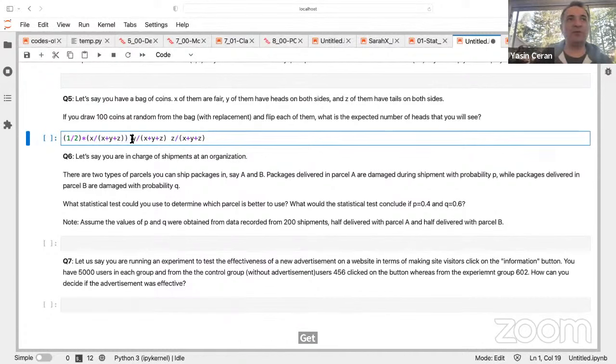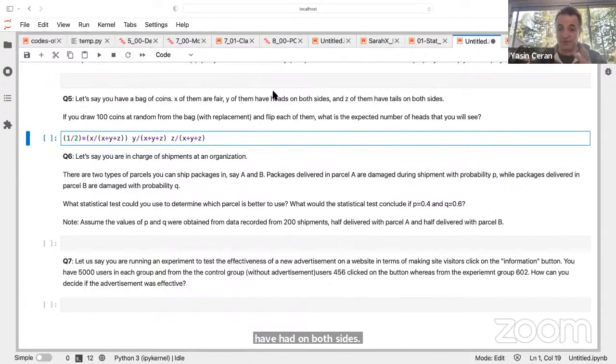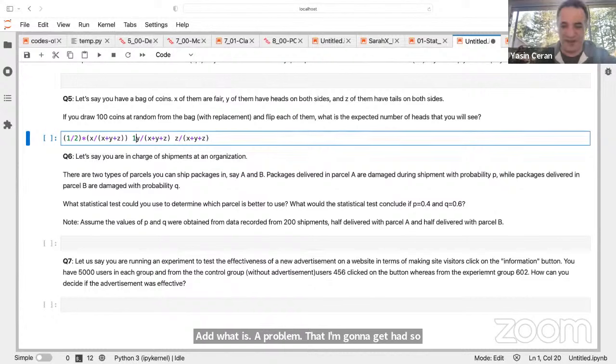The same thing goes for the unfair coins. For Y number of coins, I have heads on both sides. If I flip this unfair coin with both sides head, what is the probability that I'm going to get head? For sure, I'm going to get head because both sides are head. So I'm going to multiply this by 1. Let me also take this inside the parentheses.